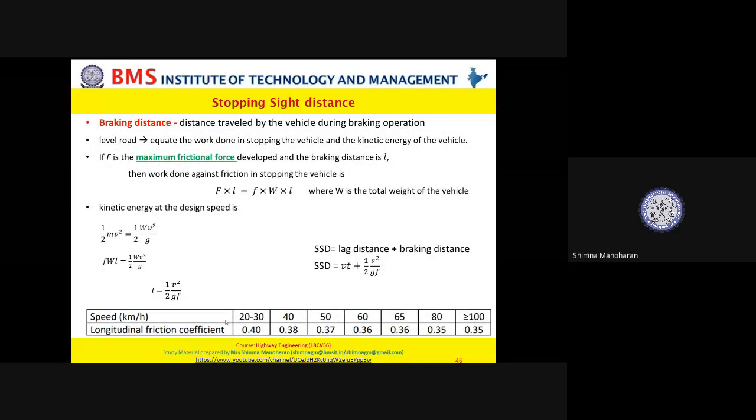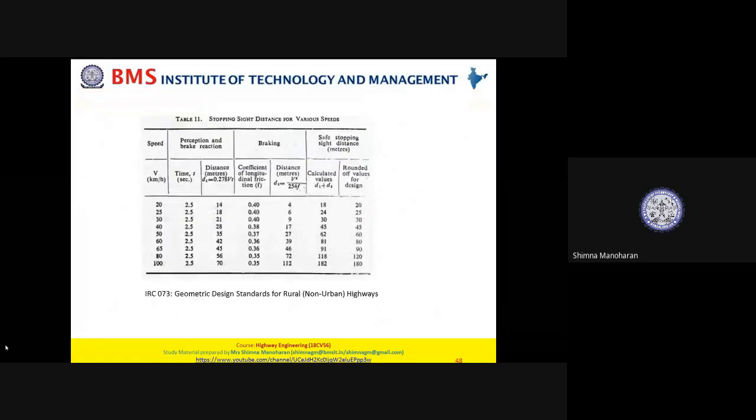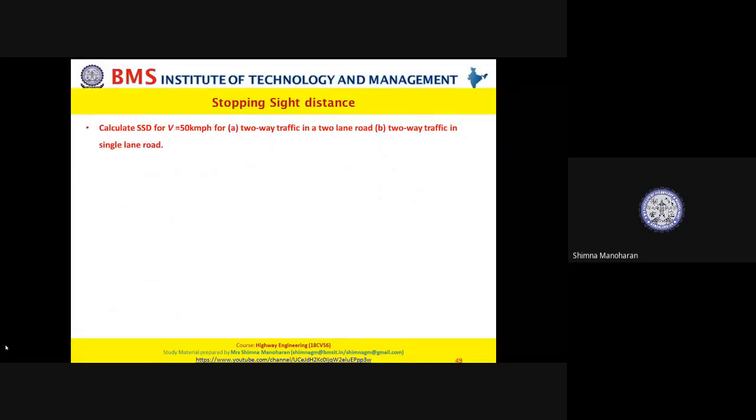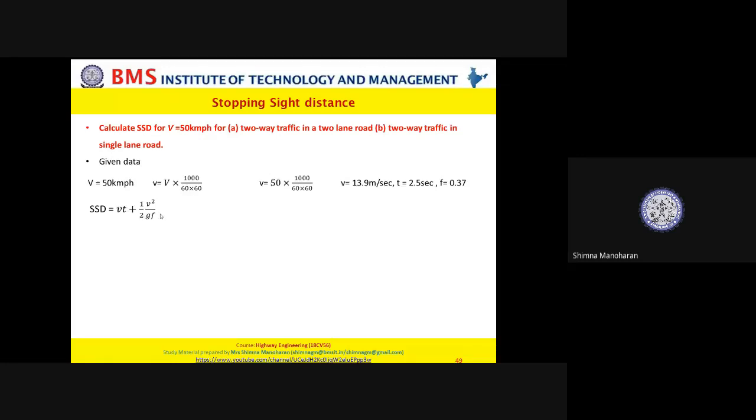What was the speed that was given? 50, ma'am. Yeah, 50. So when looking at the table, when the design speed is 50, what should be the frictional coefficient that you have to opt? 0.37. Yeah, 0.37. Good. Okay, so you take f equals 0.37.